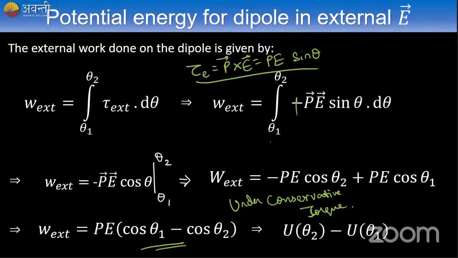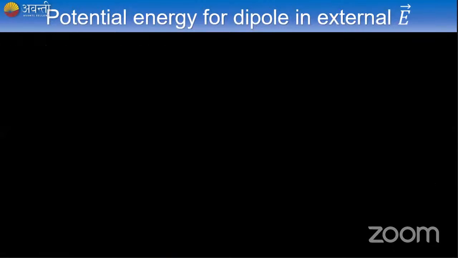Now what about the potential energy? So this is the change in potential energy. The change in potential energy is given as PE (cos theta 2 minus cos theta 1). Sorry, cos theta 1 minus cos theta 2. So U is equal to PE minus of PE cos theta. Okay, we'll check that.